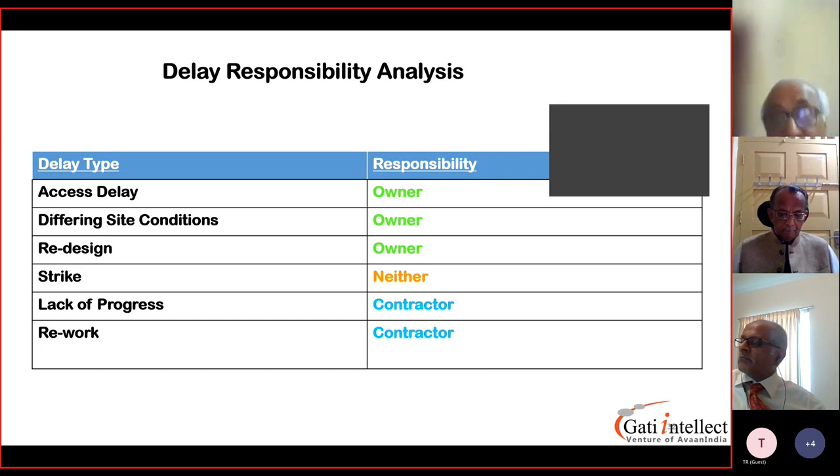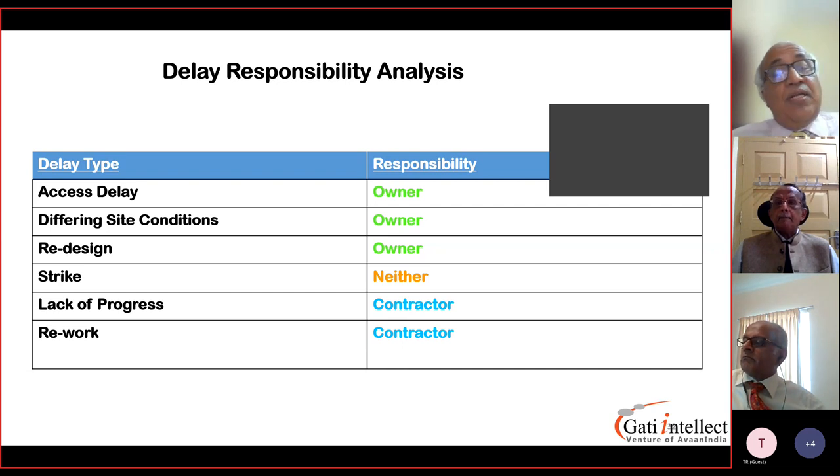Strike, as I had briefly mentioned, it is a public strike. So there is a strike which is due to the port or transportation strike. So here it is not the responsibility of either party. So people cannot ask for compensation. It would be a business cost.